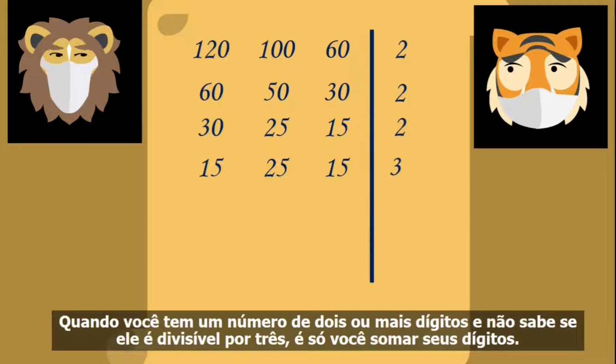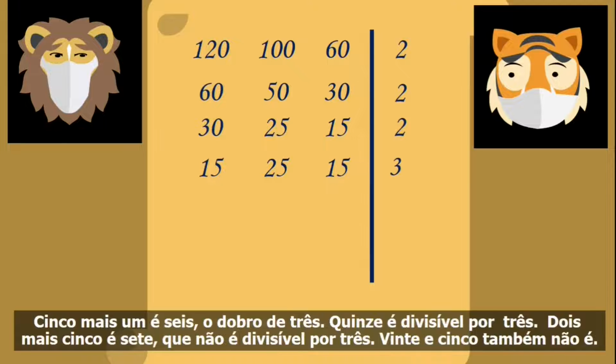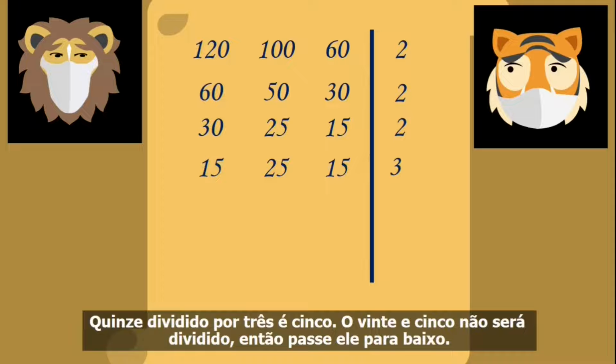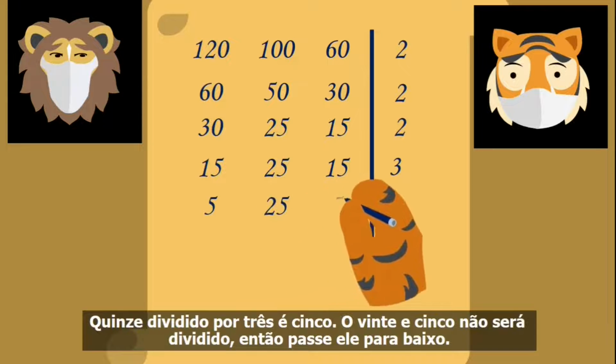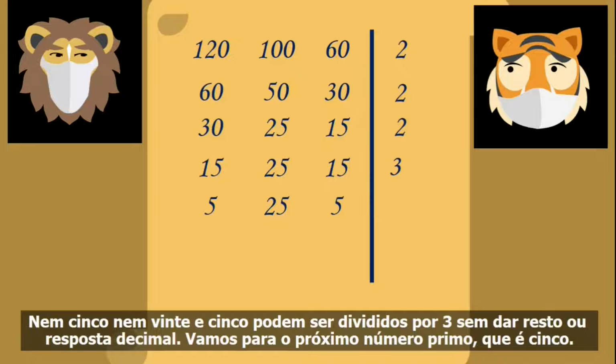When you have a number of 2 or more digits and you don't know if it's divisible by 3, just add the digits. 1 plus 5 is 6, double 3. 15 is divisible by 3. 2 plus 5 is 7, which is not divisible by 3. 25 is also not. 15 divided by 3 is 5. The 25 will not be divided, so pass it down. Neither 5 nor 25 can be divided by 3 without giving a remainder or decimal answer.